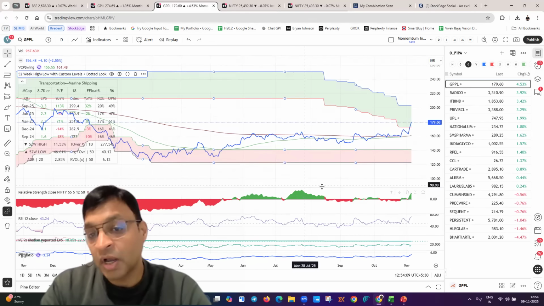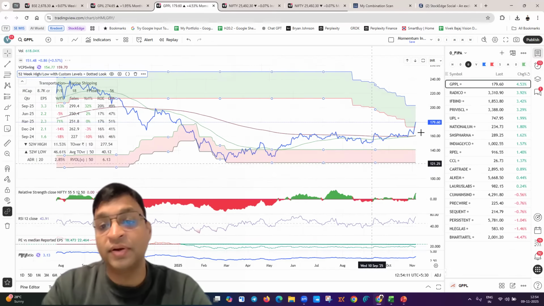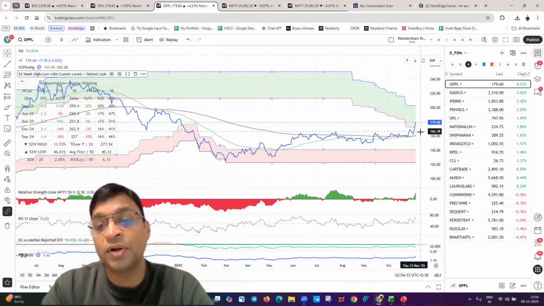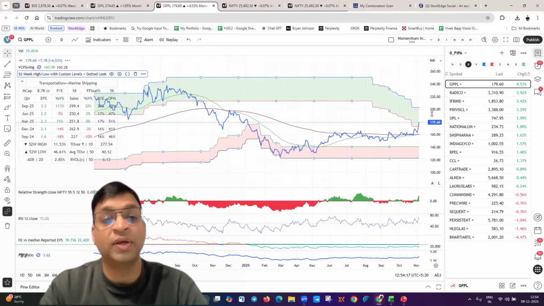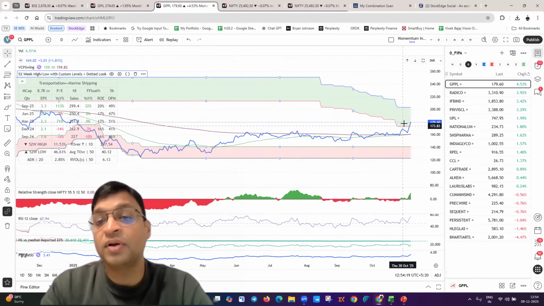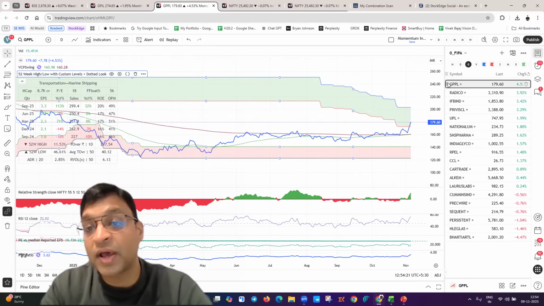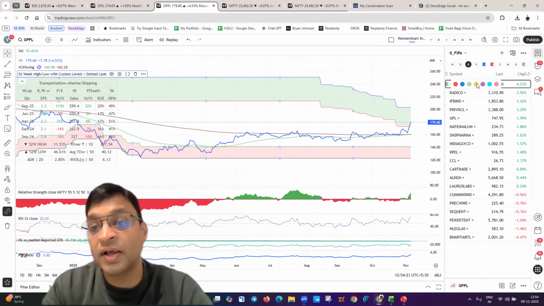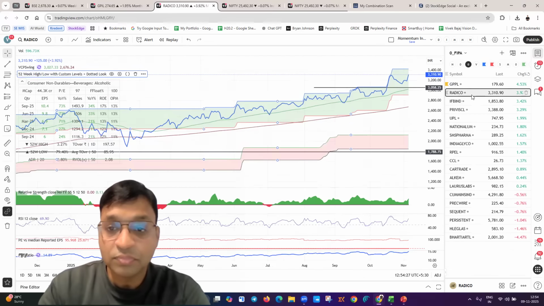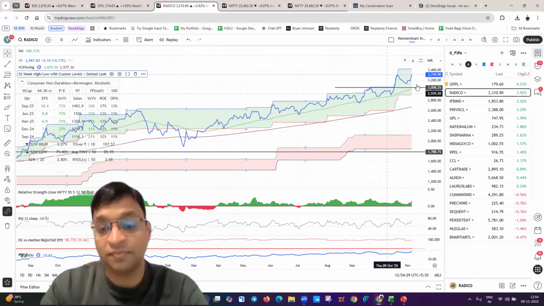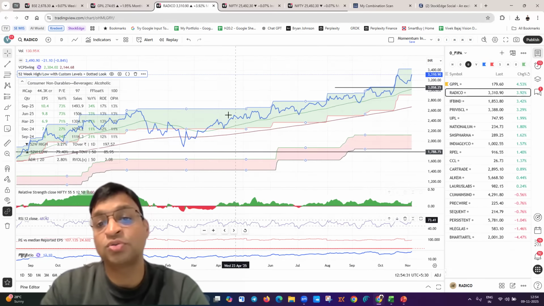Now, this is a stock which looks very interesting, crossing above the 200 moving average. There is strength here and it is just entering the 52-week high zone. So definitely this is one stock which I would like to track. Let me color it orange. Okay, next, Radico. Beautiful. Look at this chart. Very good chart. The stock has been strong for some time.